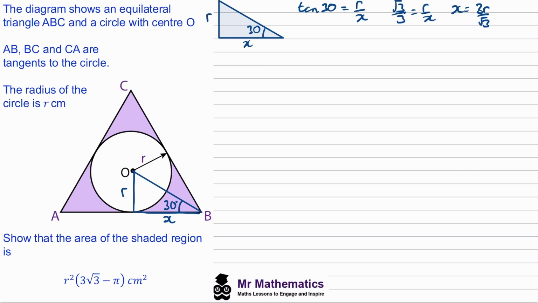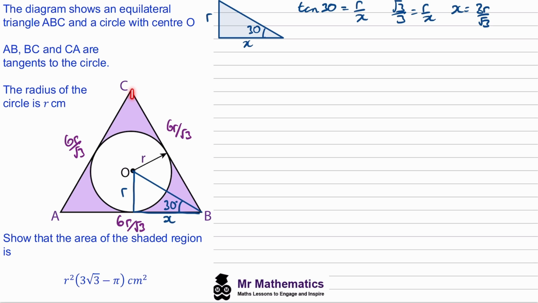And this will now give us the length of A to B, which is double that, so 6r over root 3. And every length of our triangle will be the same because it's equilateral. Okay, so we've got the base. Now we need to work out the perpendicular height.